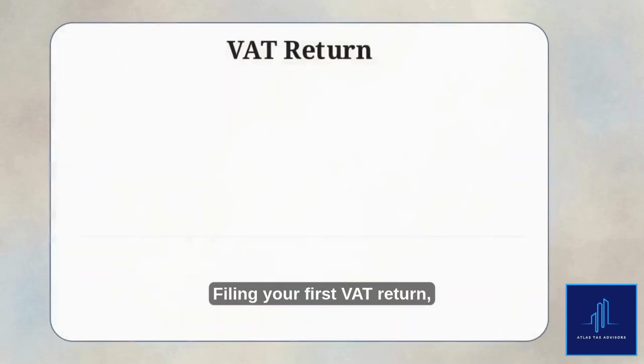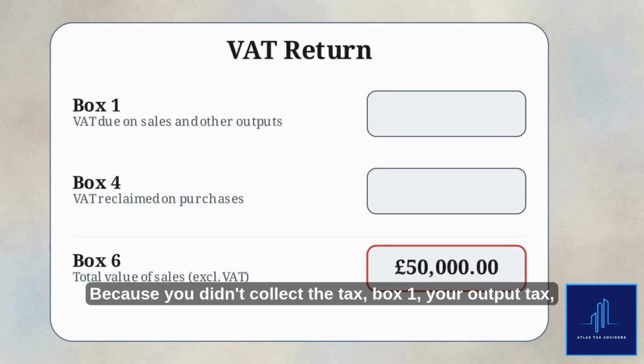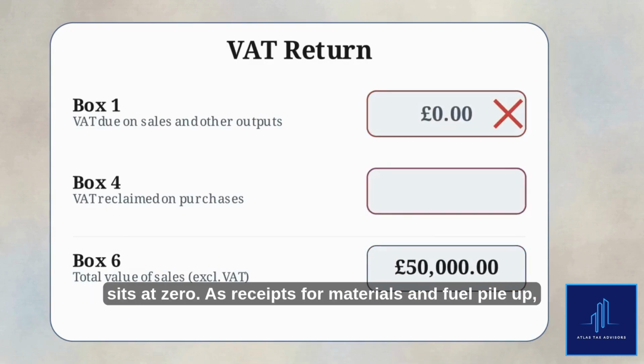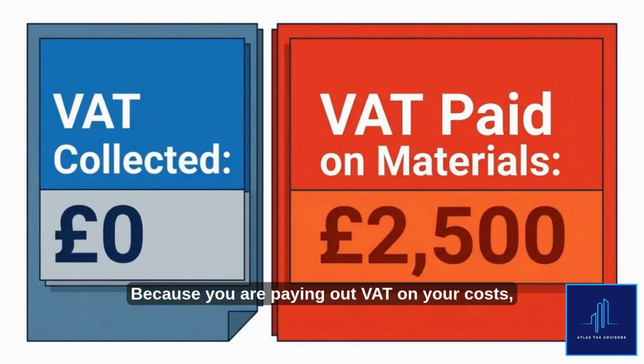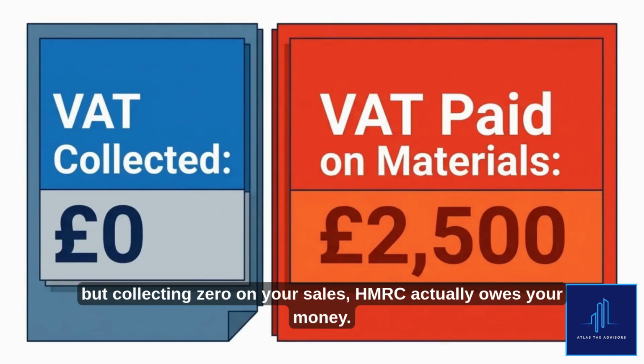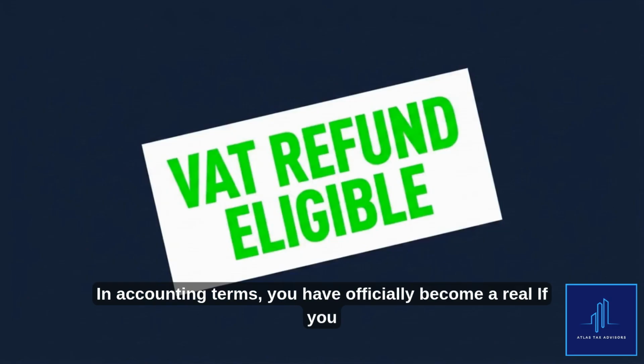Filing your first VAT return, you enter large sales figures into Box 6. Because you didn't collect the tax, Box 1, your output tax, sits at 0. As receipts for materials and fuel pile up, that out-of-pocket tax drops into Box 4 as input tax. Because you are paying out VAT on your costs but collecting 0 on your sales, HMRC actually owes you money. In accounting terms, you have officially become a repayment trader.